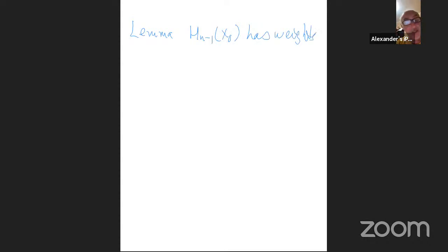It has two weights, one minus n and two minus n. And the claim is that the top weight quotient just equals K. That the above arrow provides an identification. It's an isomorphism between the top weight quotient and K.